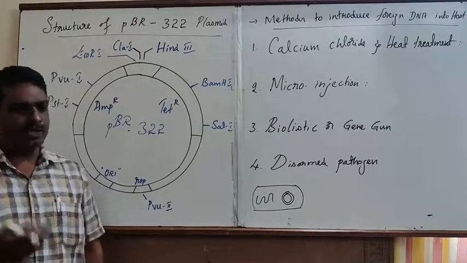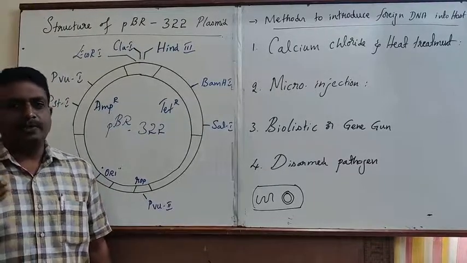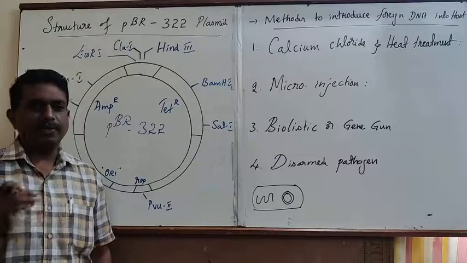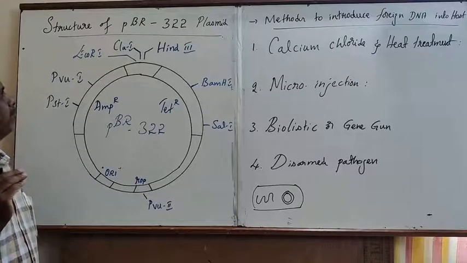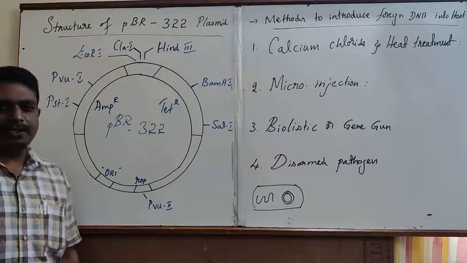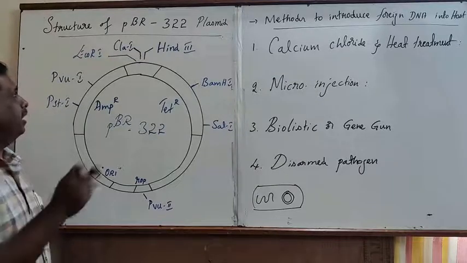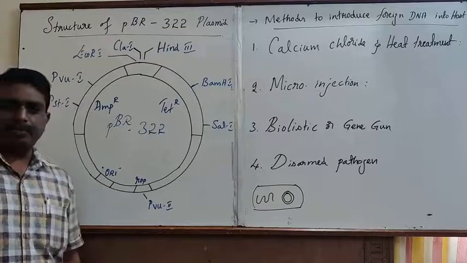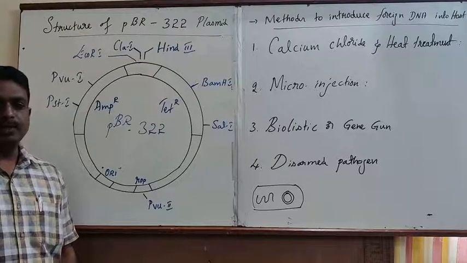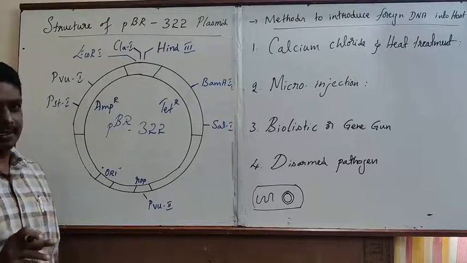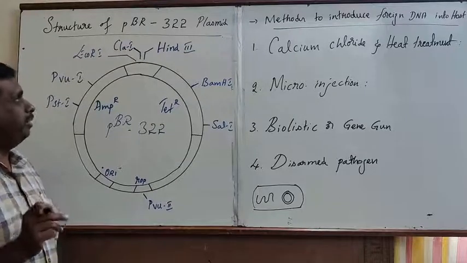With reference to the important type of plasmid from the point of view of the NCERT curriculum, the main important structural details are those of a plasmid called pBR322. In pBR322, p refers to plasmid, B refers to Bolivar, and R refers to Rodriguez. 322 is the bacterial strain number.